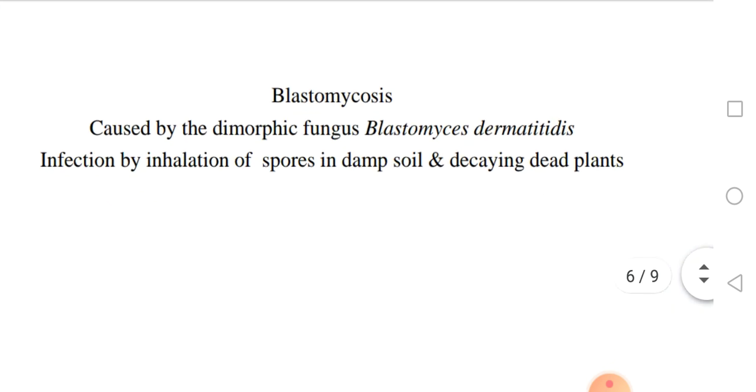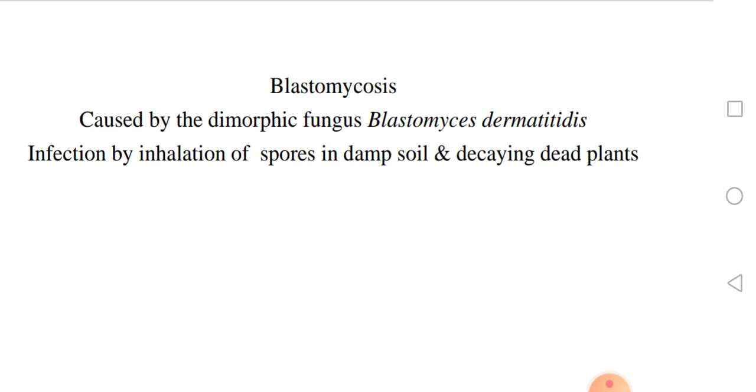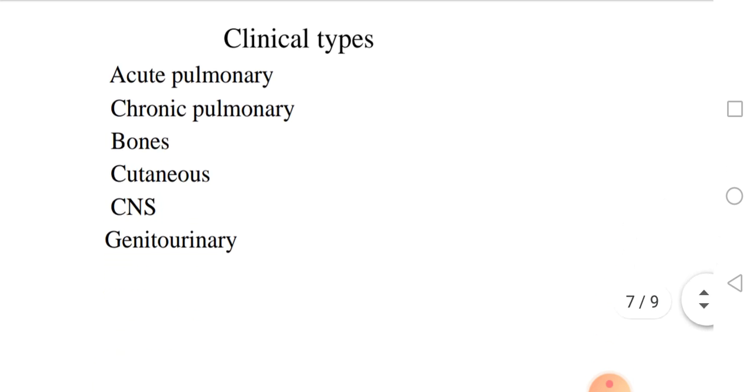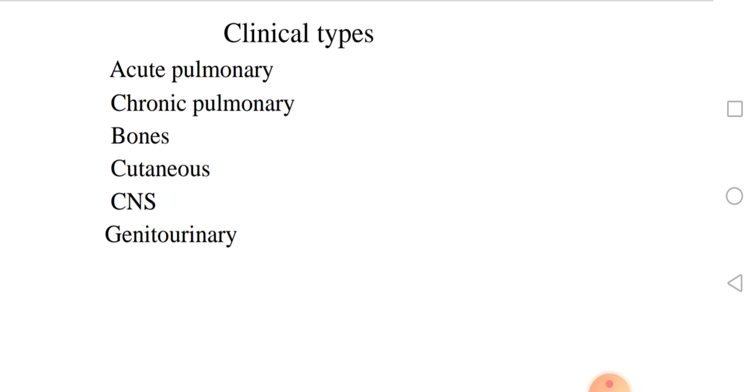The second topic, blastomycosis. This mycosis is caused by the dimorphic fungus Blastomyces dermatitidis. The infection takes place by inhalation of spores in damp soil and decaying dead plants. The clinical types: acute pulmonary, chronic pulmonary, bone involvement, skin involvement, central nervous system involvement, and genitourinary system involvement.